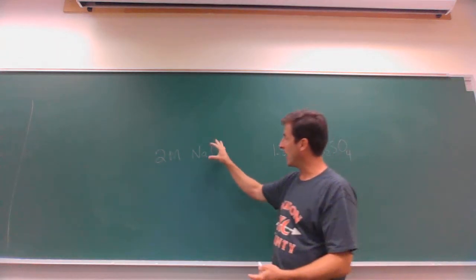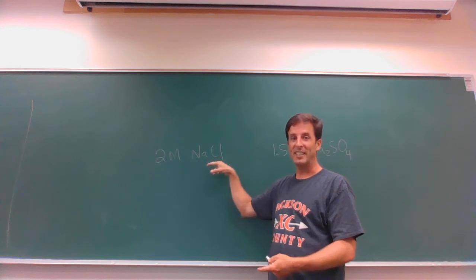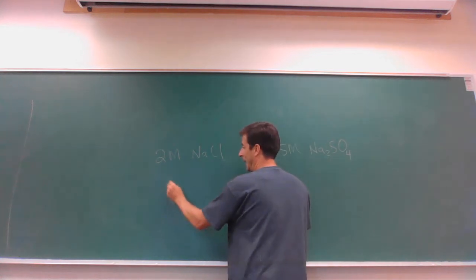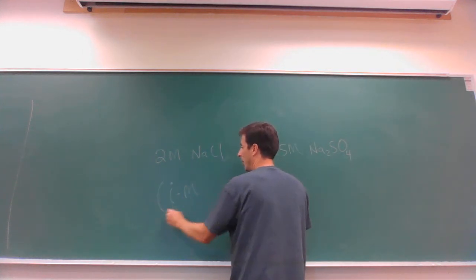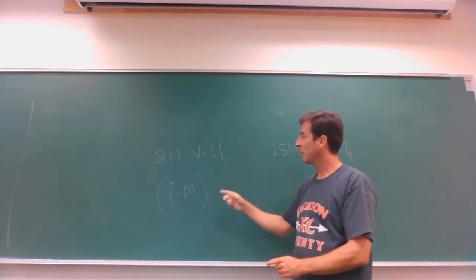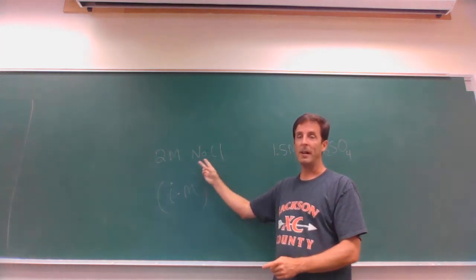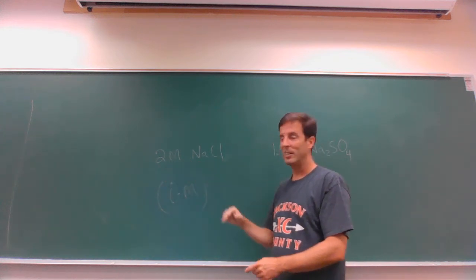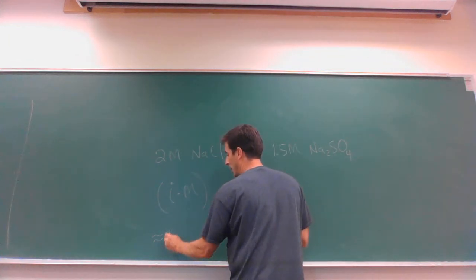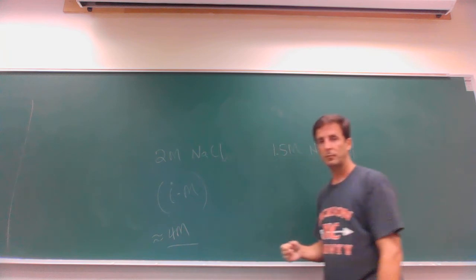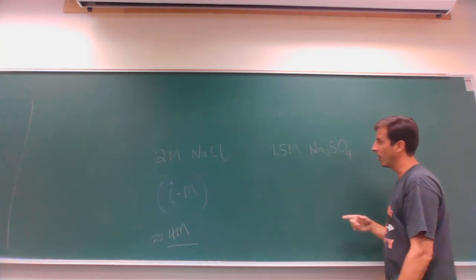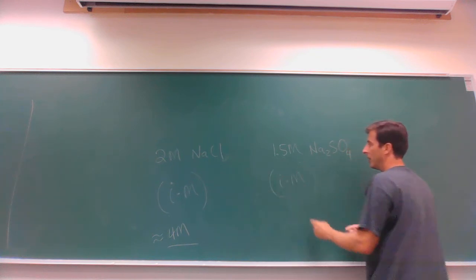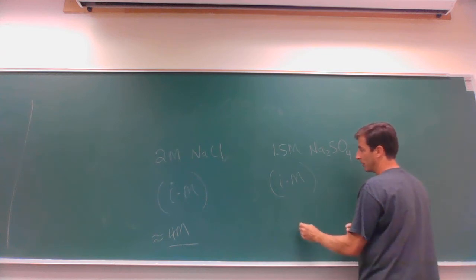Well, if the molarity of the compound is 2 molar, but then it splits, I want to know the total concentration of all the particles. Well, that's my i times M. That's going to give me the concentration of particles. So for sodium chloride, the Van Hoff factor is 2 and the concentration is 2. If I multiply those, the effective concentration is going to be about 4 molar. If I do the same thing for sodium sulfate, i times M, the molarity is 1.5 molar.